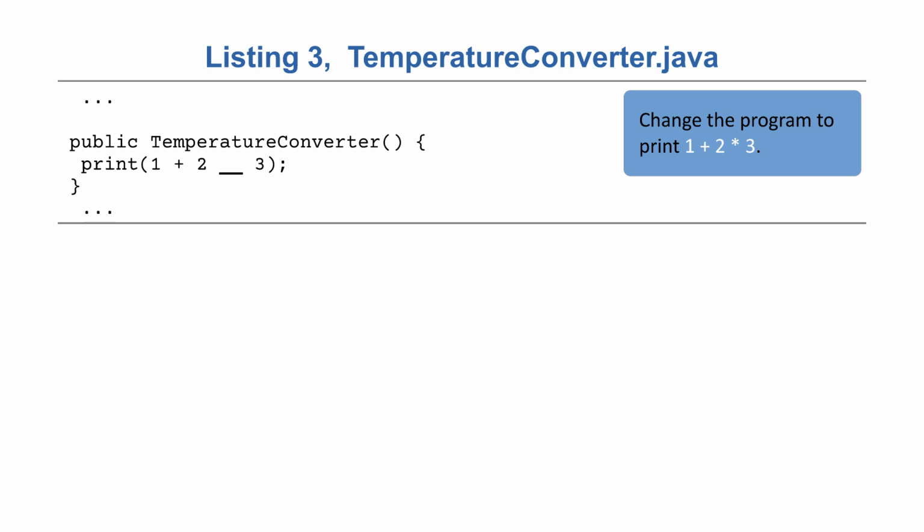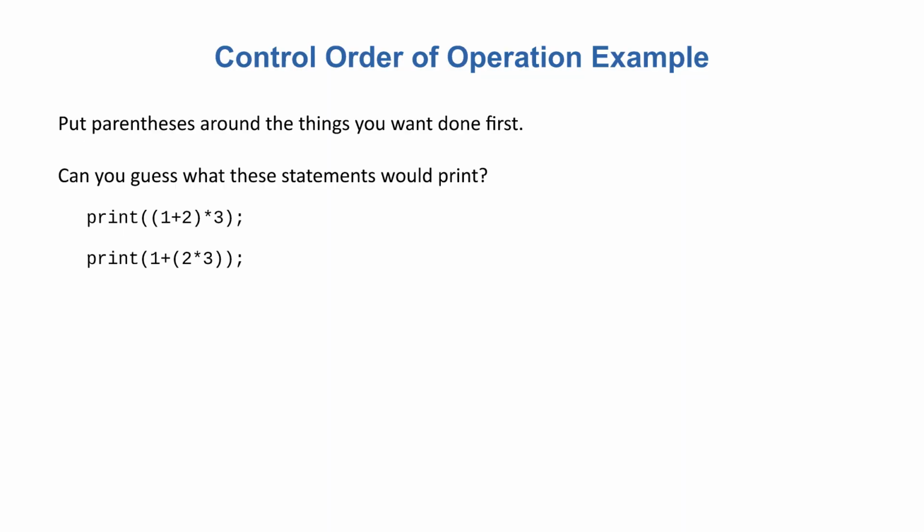It prints 7. Java does all multiplication and division first, then all addition and subtraction. To do these operations in a different order, put parentheses around the operations you want done first. Can you guess what these statements would print? The first statement would print 9, the second would print 7.